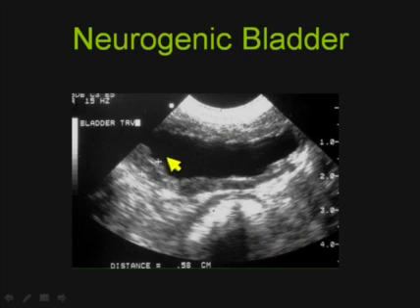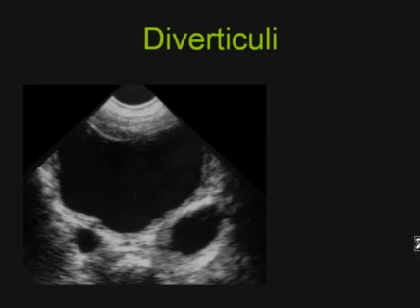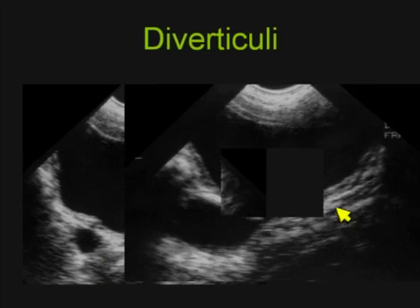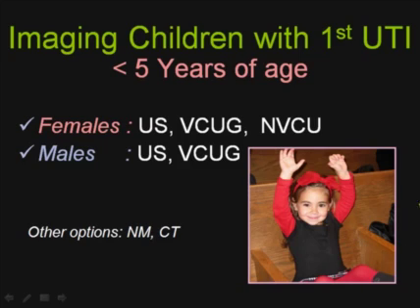Neurogenic bladder in this patient demonstrates thickening of the wall, looking very much like cystitis, but this patient could not empty their bladder. Here we see the little outpouchings from the bladder wall in this patient with a neurogenic bladder, and these are little diverticula bilaterally in this patient with spina bifida. At first, these look like cysts behind the bladder, but as we angle the probe, we see that this is the neck of a diverticulum, and the patient had several.